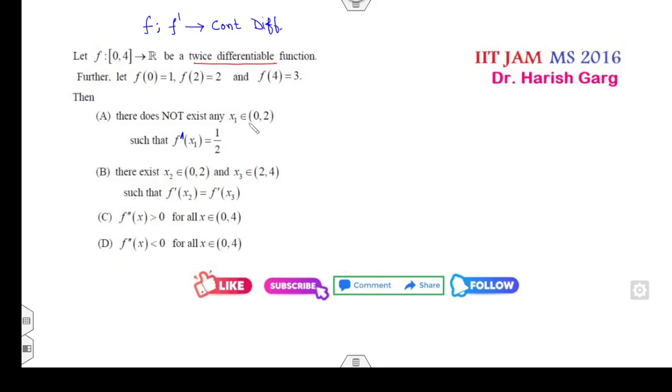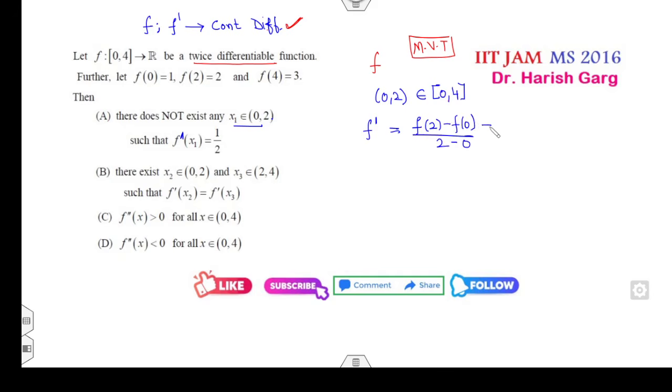Fine. So let's talk about this interval. On the interval 0, 2, which is a part of 0, 4, and on 0, 4 f is continuous and differentiable, so yes, you can apply the mean value theorem. Fine. So let's start with the derivative: f of 2 minus f of 0 divided by 2 minus 0. f of 2 will be 2, f of 0 will be 1, so 1 over 2.